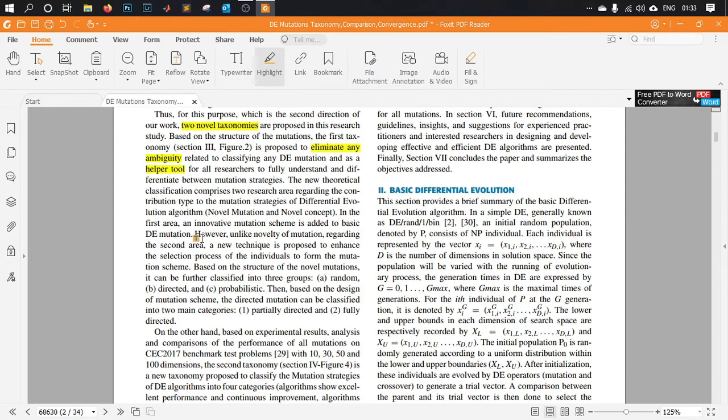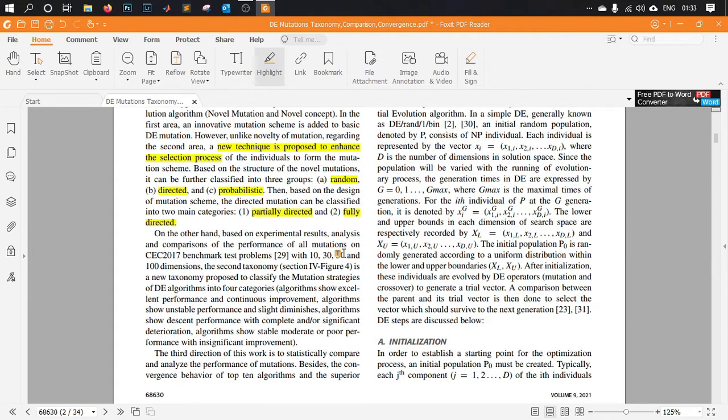Okay, so here they are saying that a new technique is proposed to enhance the selection process. So I guess they are going to propose something new as well in this report. And finally, they give a structure of novel mutation. It can be random, directed, or probabilistic. And the directed can also be partially directed or fully directed. Okay.